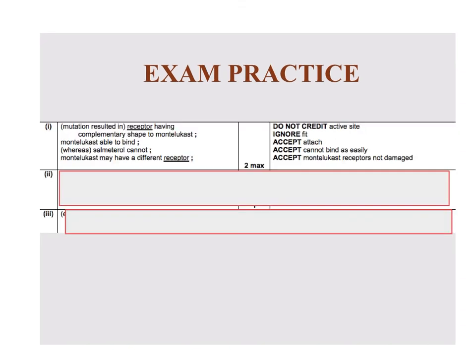So the first question that we looked at was asking why those with a mutation might be able to respond better to montelukast versus the salmeterol. And you could have said something as follows. There's 2 marks maximum. Each new line is a new mark, or whenever you see a semicolon, that is a new mark. So there's 4 marking points here.